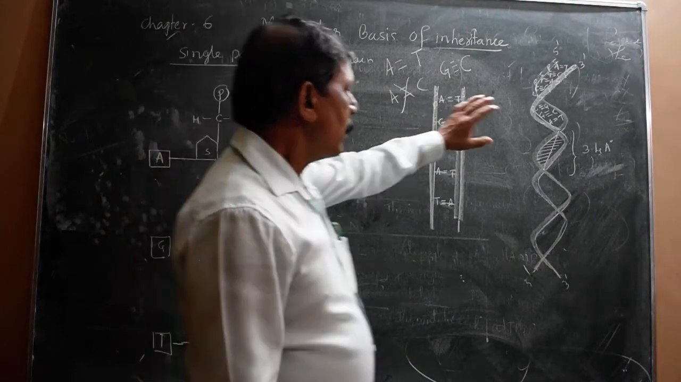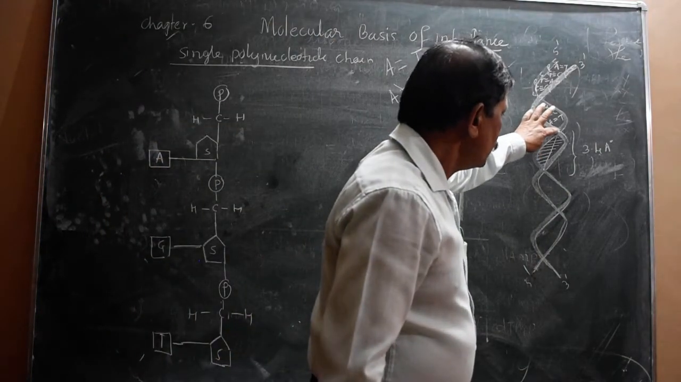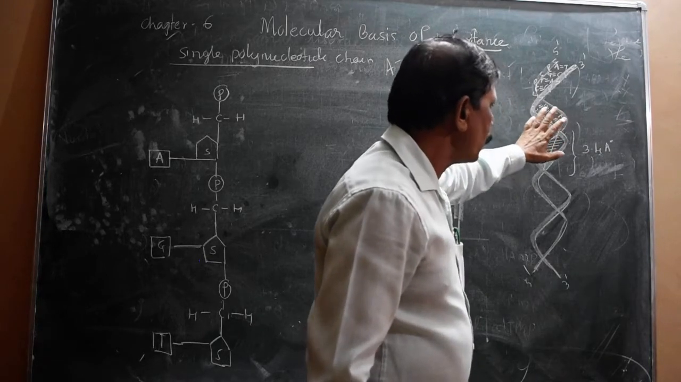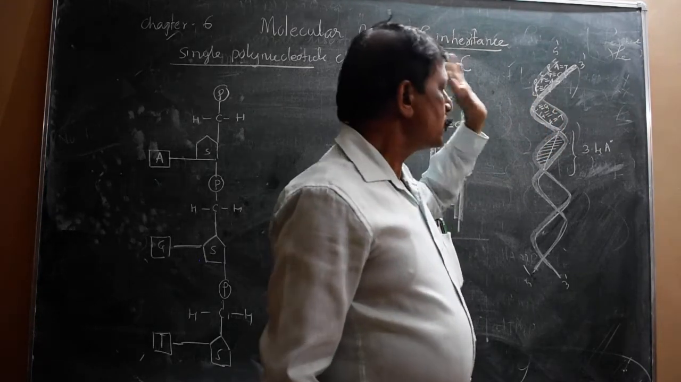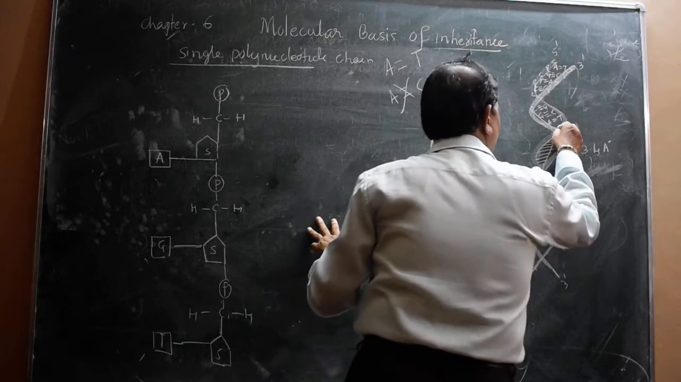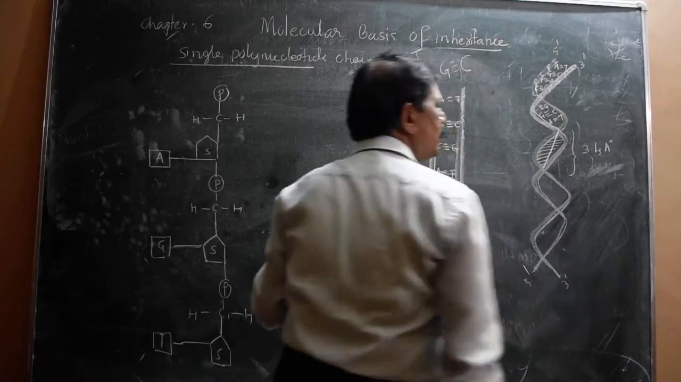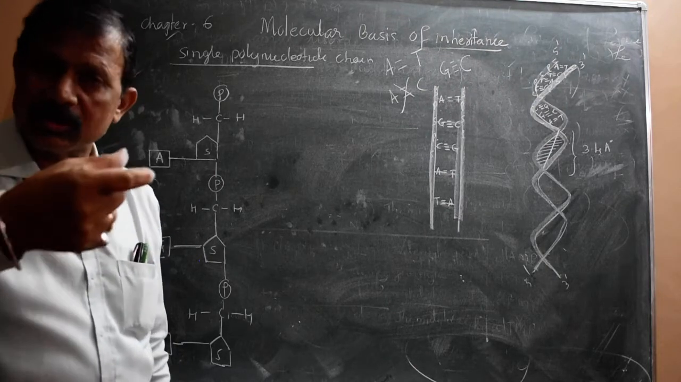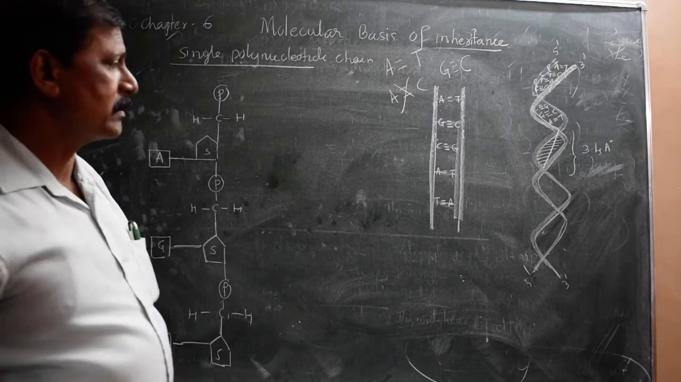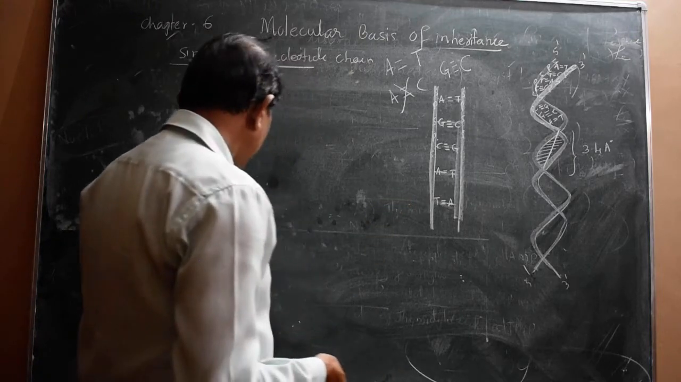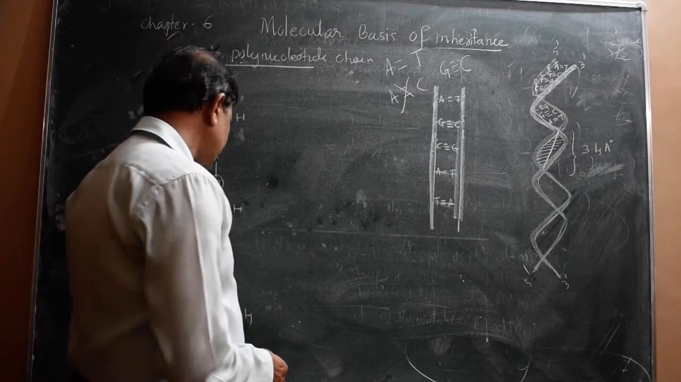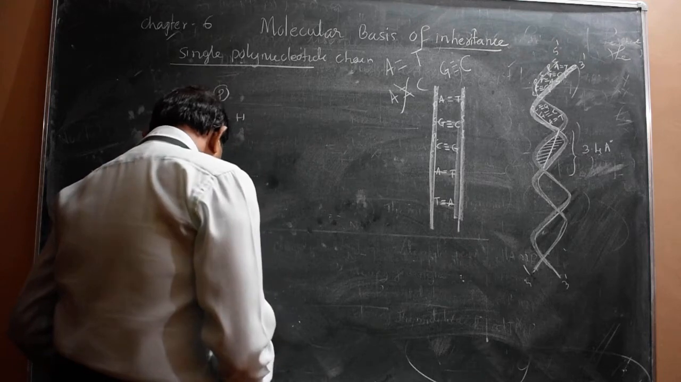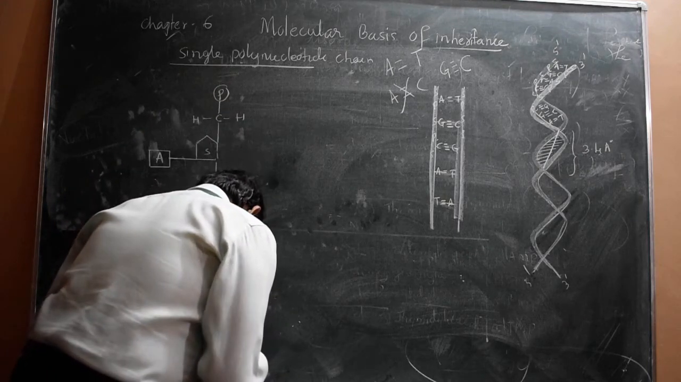The distance of this is 3.4, and 34 angstrom overall. So like this, the distance between each is also the same, one same distance. That is why this aspect is very important. It may be asked in the 1 mark question also. So remember this, it is also very important.